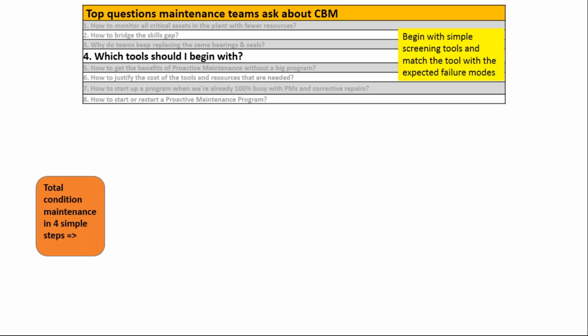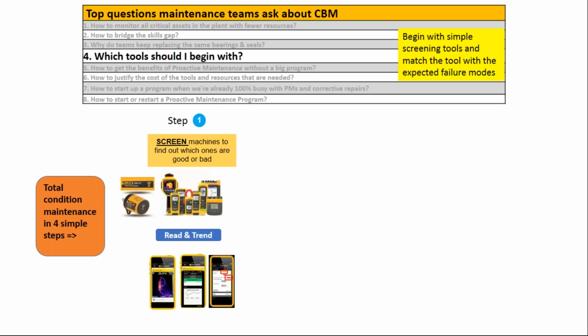All right, number 4, what tools do we begin with? Well, we've kind of already talked a little bit about this. There are really 4 steps in condition maintenance. Step number 1 is screening. We can use simple screening tools, and the screening tool is going to tell us within a matter of just seconds which machines are good or bad.